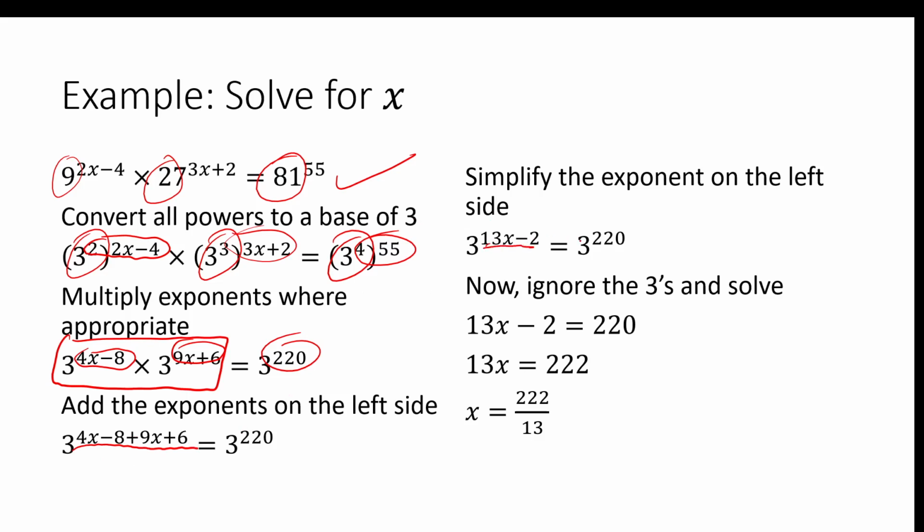So on the left-hand side, we have 3 to the exponent 13x minus 2, and on the right-hand side, we have 3 to the exponent 220. Now, we have a power on each side, both of them with a base of 3. So we can ignore the 3's and simply say 13x minus 2 equals 220, meaning 13x equals 222, meaning x equals 222 over 13.